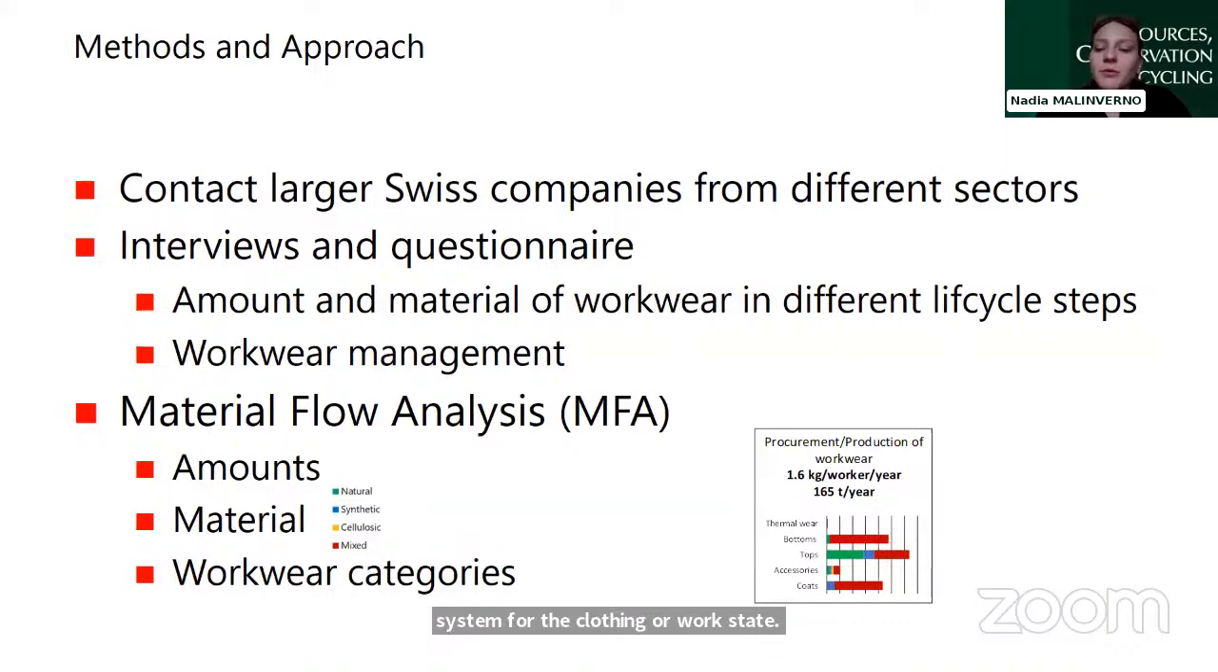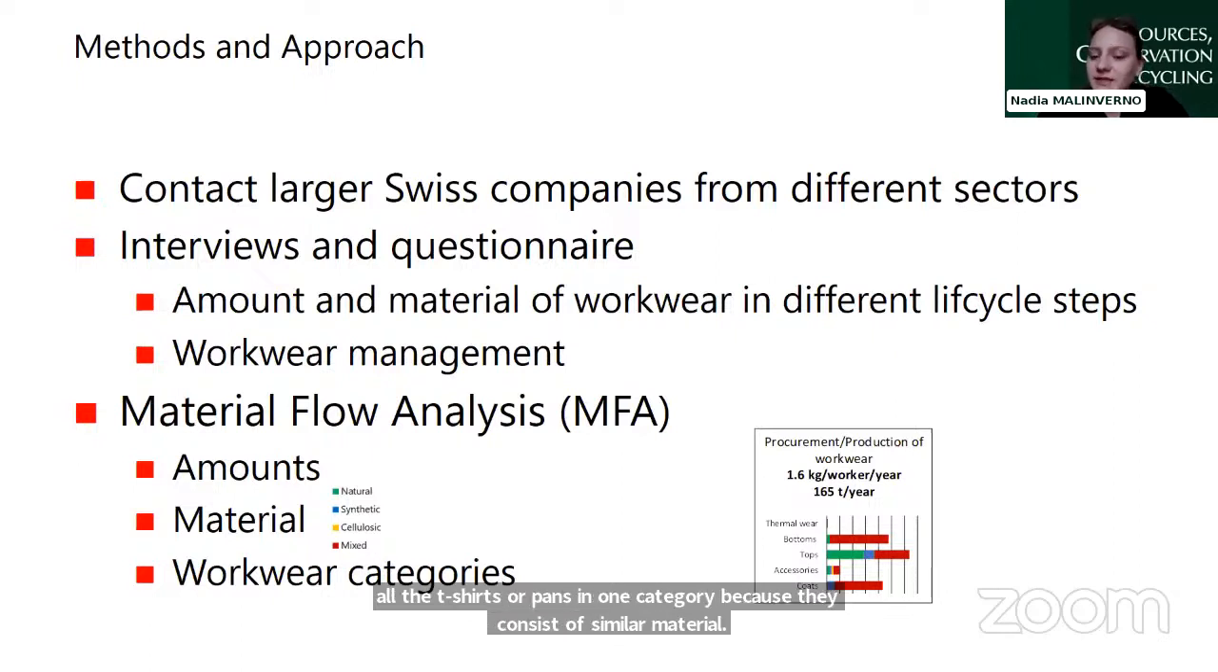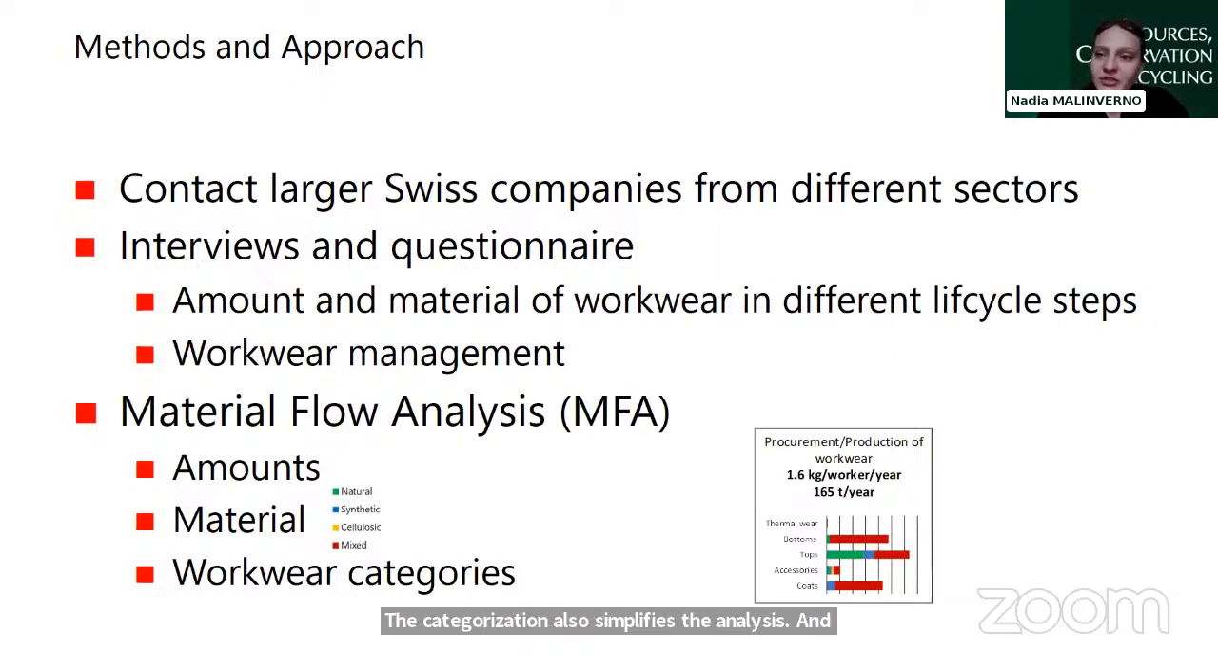From this, we worked out the material flow analysis for the year 2019, in which we show the workwear with weight, material, and also category. Category means that we have taken, for example, all the t-shirts or pants in one category because they consist of similar material. The categorization also simplifies the analysis and the determination of the recycling potential, for example, whether it's worthwhile to collect only a certain category in a company or not.